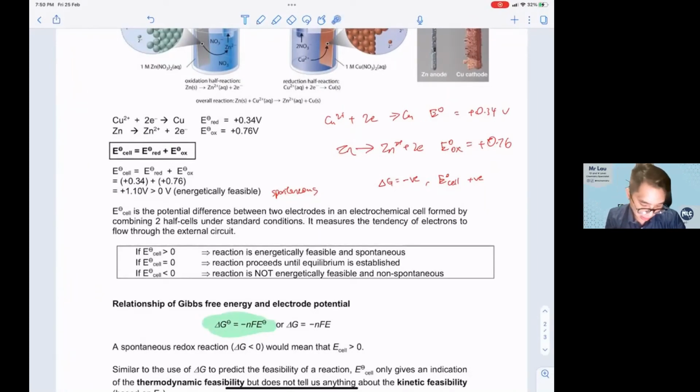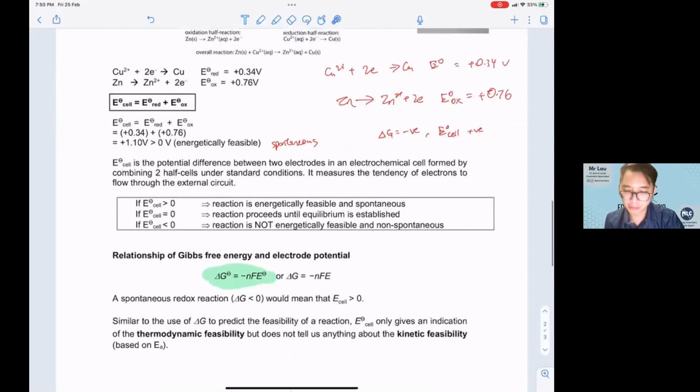If your E0 cell is negative, it will be not spontaneous or not feasible. So it has the same meaning. Your delta G is related to your E0 cell. Similarly, your E0 cell will not be able to predict whether the reaction really occurs. It only predicts whether or not it's spontaneous, because the E0 cell only gives you an indication of the thermodynamic feasibility, but not the kinetic feasibility.